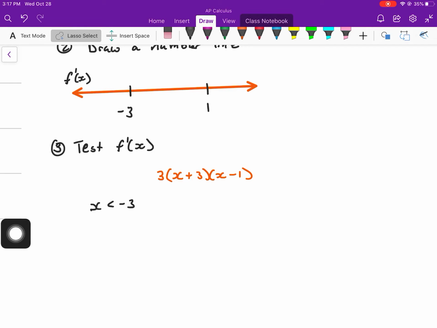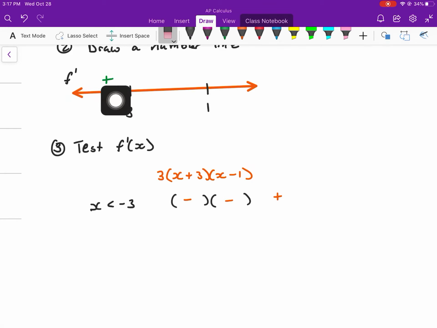So if I plug a -4 in here, I would get a negative. And if I plug a -4 in here, I would also get a negative. And negative times a negative is positive. So what does this tell me? That tells me that on this interval to the left of -3, our f prime is positive, which means f is increasing.